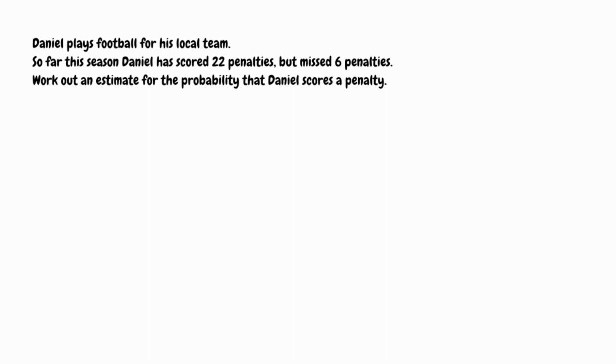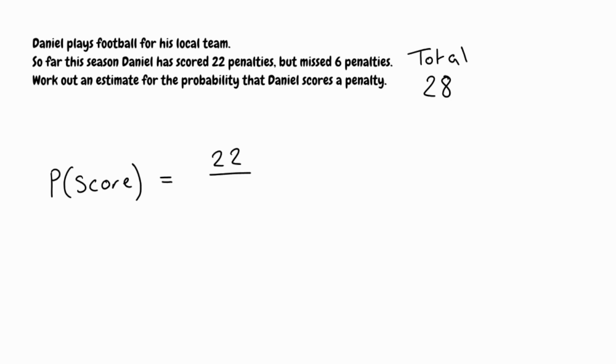We're going to use the data that's been given, and from this we can estimate a probability for Daniel scoring a penalty. We can see from the question that Daniel has scored 22 penalties, but he's missed 6 of them. So we can figure out how many penalties he's taken in total by simply adding these two together. That's going to give us a total of 28. Now to find an estimate for the probability that Daniel scores a penalty, all we're going to do is find the relative frequency, which is simply the number of times that Daniel has scored a penalty, which we're told in the question is 22, and we're going to divide this by the total penalties that he's taken, which we've just figured out to be 28.